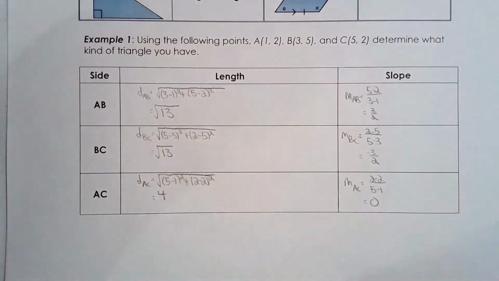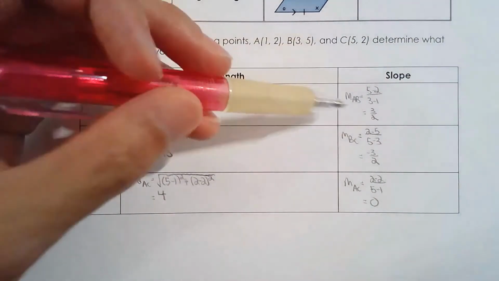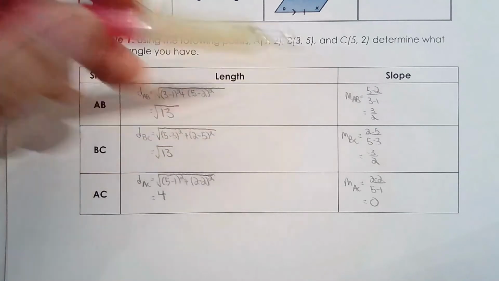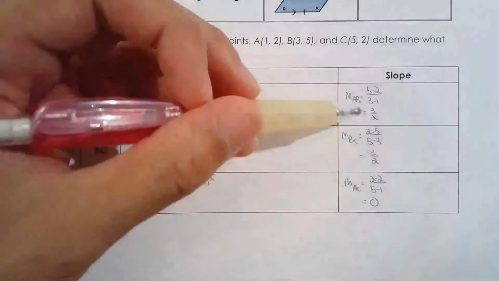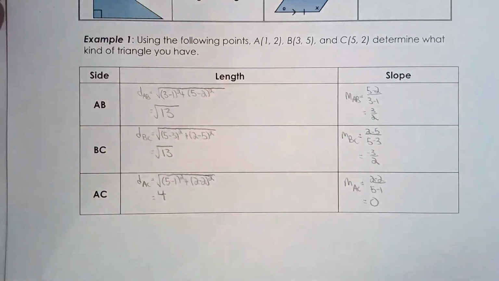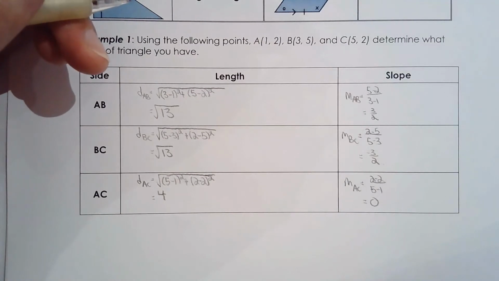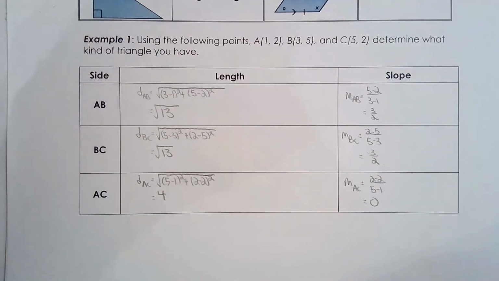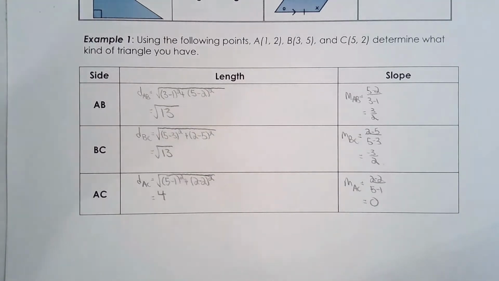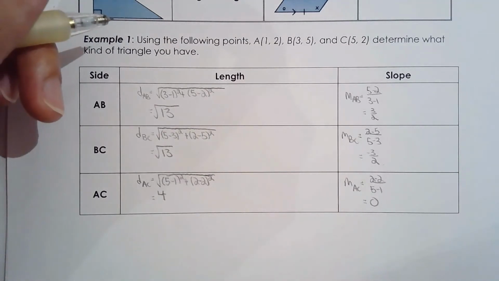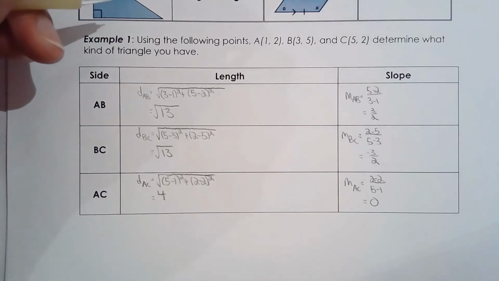Now that I've done the slope calculations, I can tell you that triangle ABC is not a right triangle because I'm looking at the slopes. None of them are negative reciprocals of each other, which means the adjacent sides are not perpendicular to each other, so I have no right angle. So obviously it's not a right triangle.